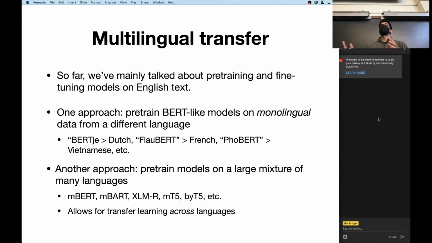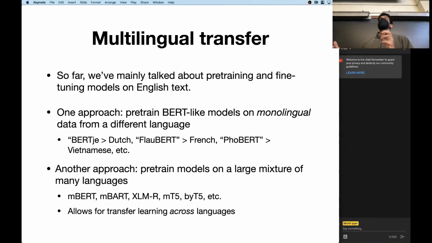So if you wanted to apply our transfer learning, our pre-train and fine-tune paradigm to a different language, how do you go about doing that? When BERT came out, there were a lot of attempts to just replicate BERT in different languages. So you get things like FlauBERT, which are specialized to a particular language, right? And this basically involves taking the same BERT architecture, but pre-training it on text that has been collected in a different language, like French or Vietnamese.